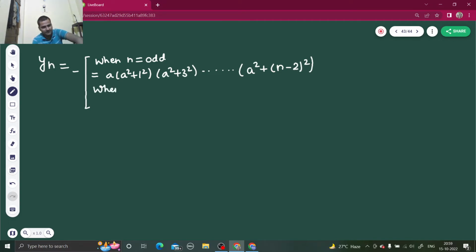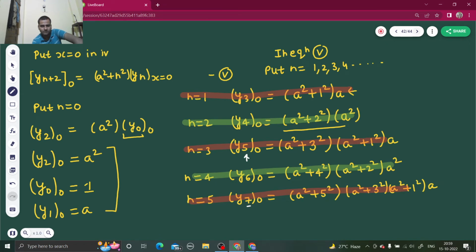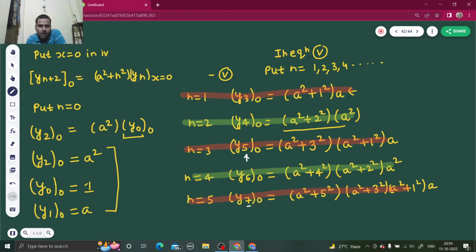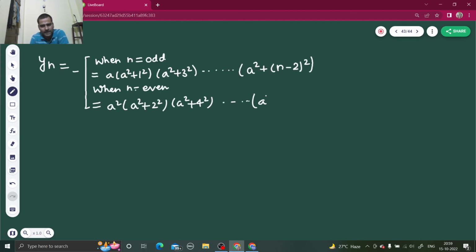And when n is even, it will come like a square plus 2 square, a square plus 4 square, and finally you get a square plus 2 square, a square plus 4 square. Again there also you are getting a square plus n minus 2 square. Fine, so this is the case.